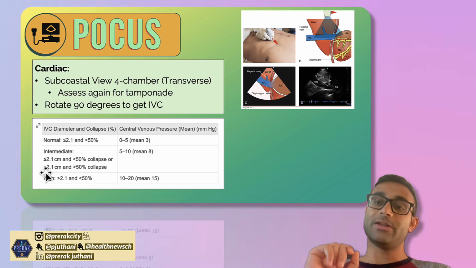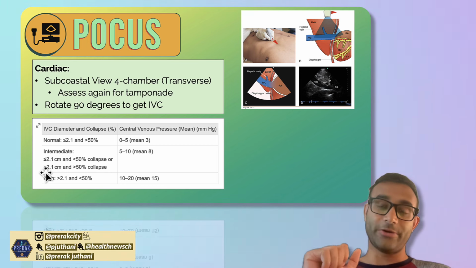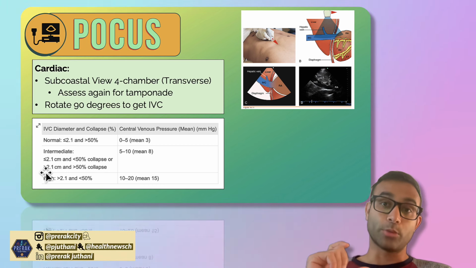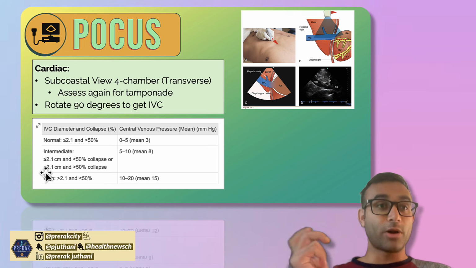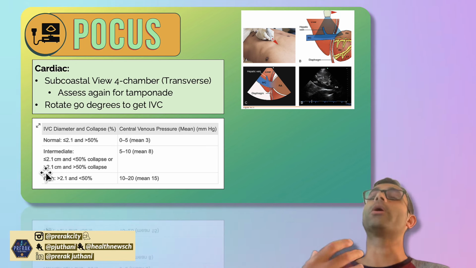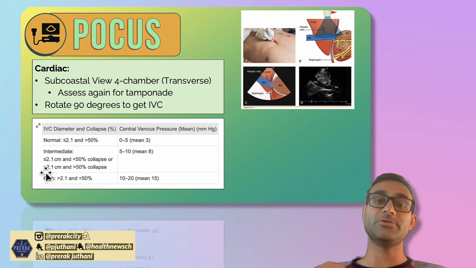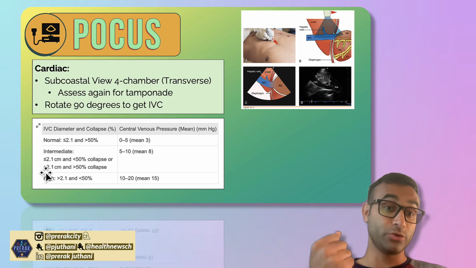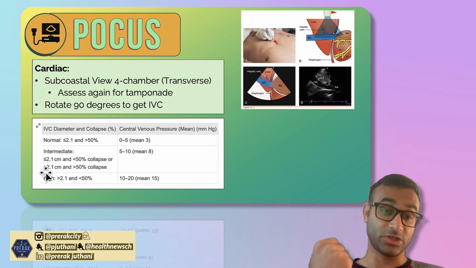This view is going to allow you to look at the IVC, which can then get you a very good understanding of what exactly the right atrial pressure is. It's not perfect. Obviously, you want to correlate this with your physical exam. But as I said, the beautiful part about point-of-care ultrasound is that you should never be using it in a silo. It's just one extra data point that you can add to your overall toolkit to make you a bit more confident about the decisions that you're making.